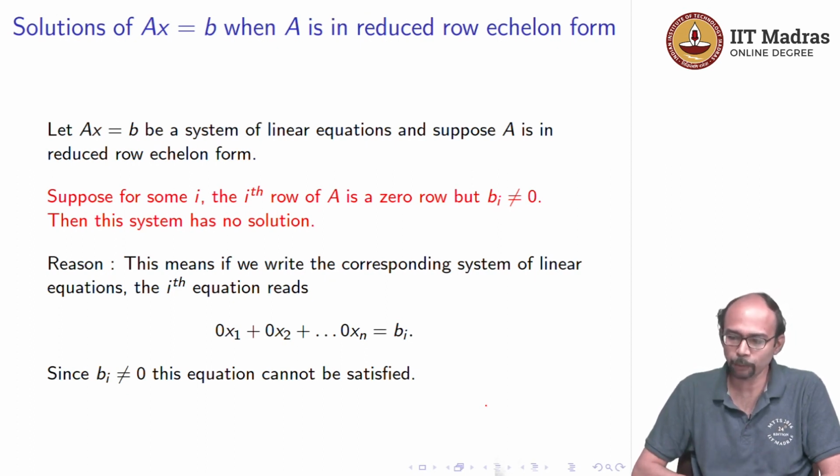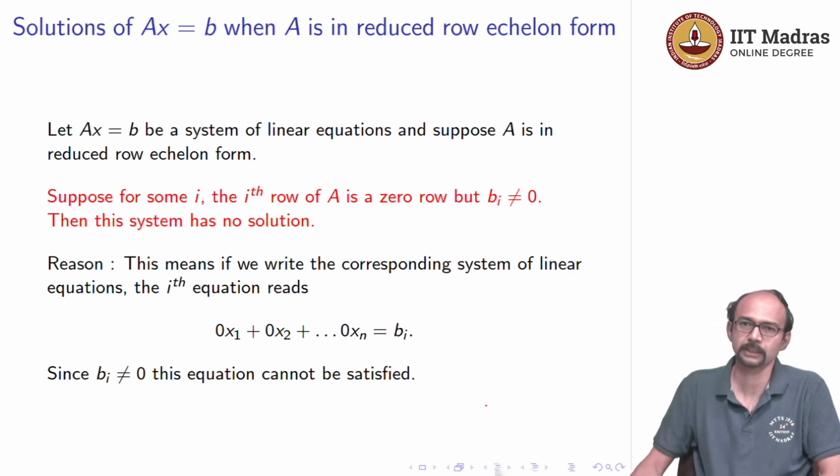Okay. So, the key point is that if a row of A is 0, then the corresponding constant bi must be 0 in order for there to be a solution, otherwise there will not be a solution. Okay. We have seen why.